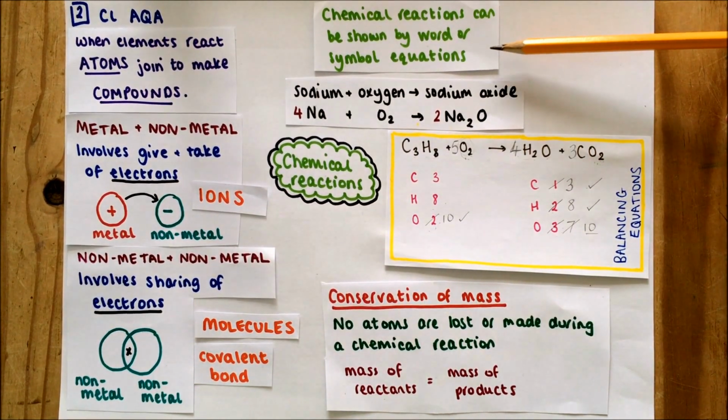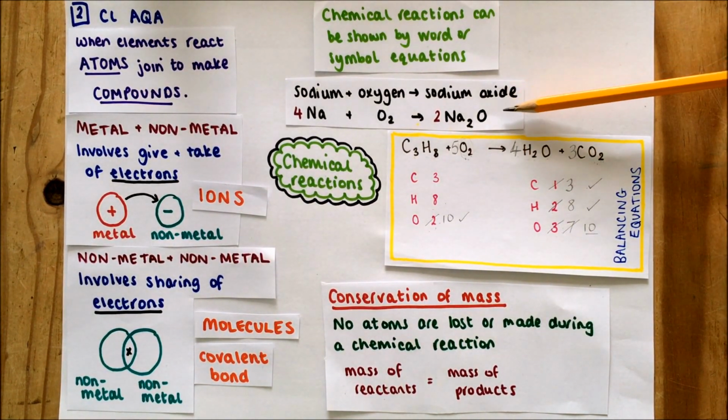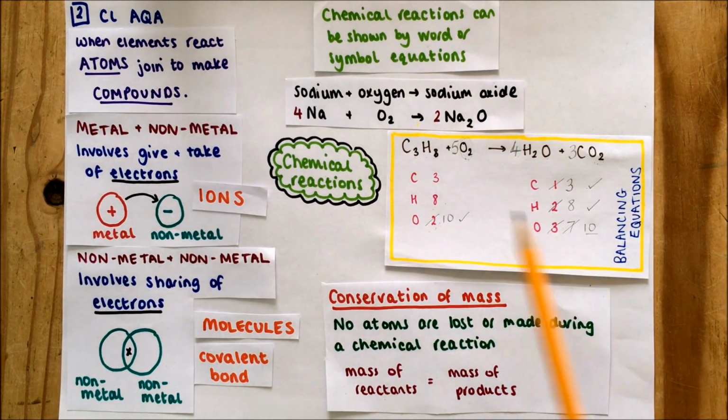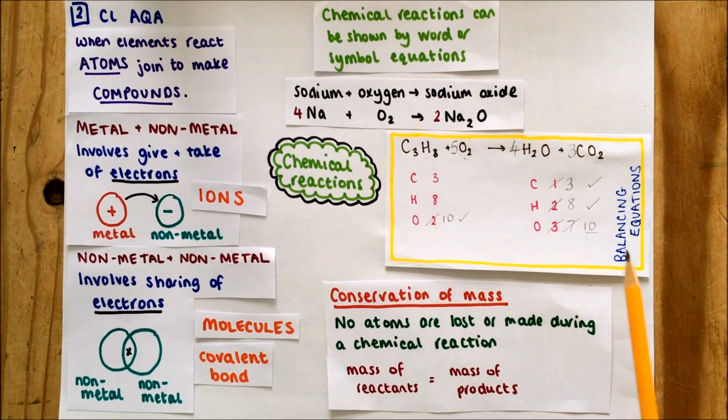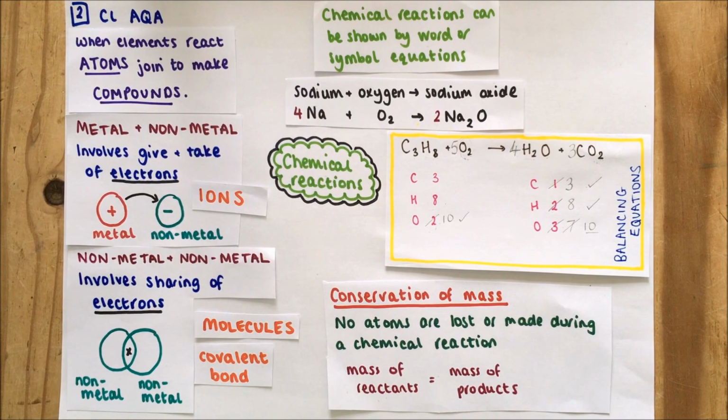We can have word or symbol equations to represent chemical reactions, and we know that on this side of the equation we're going to have the same mass of reactants because we're not going to lose or gain any atoms, so the same over here as that over there. So we can use that idea to help balance equations. Okay, that's the end of the second part then of C1.